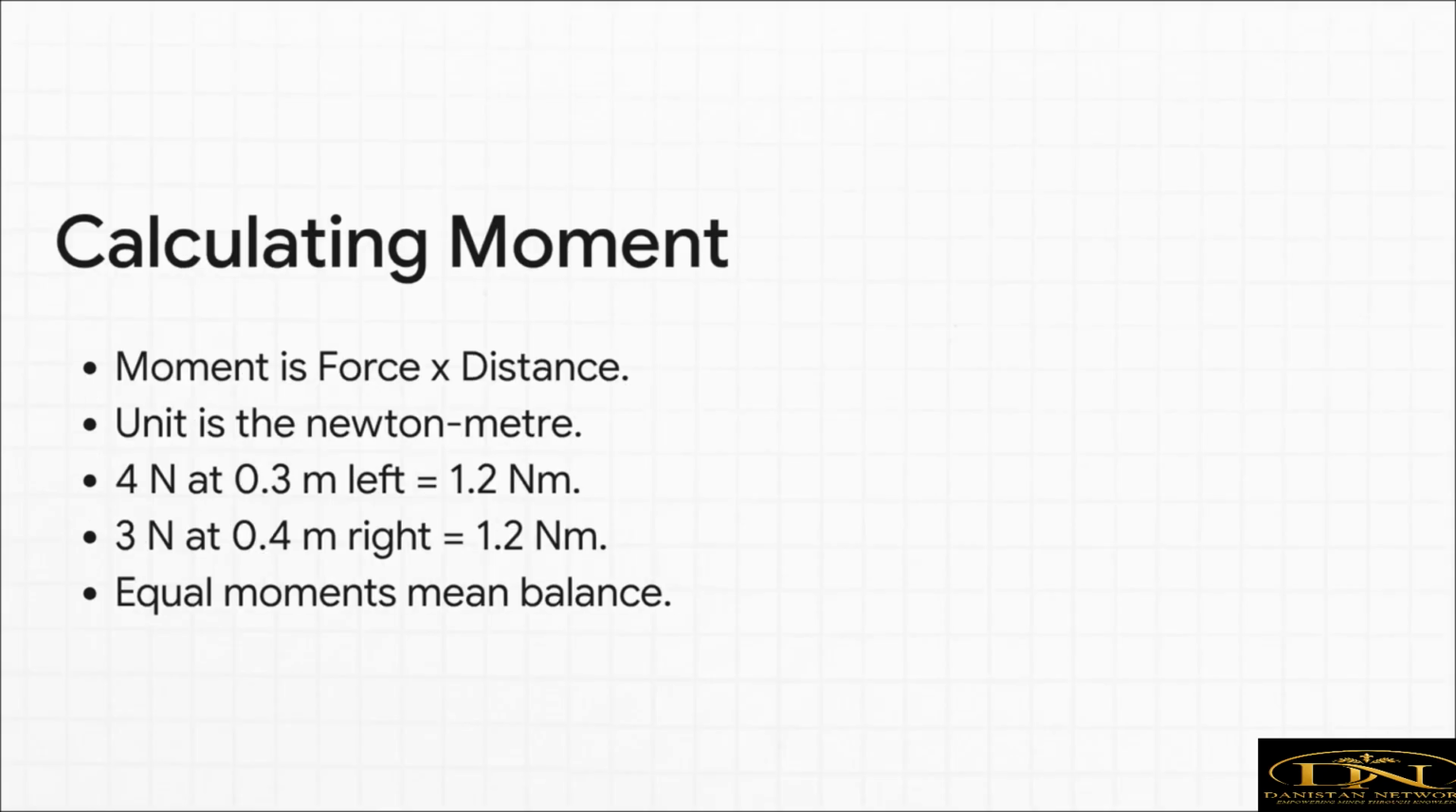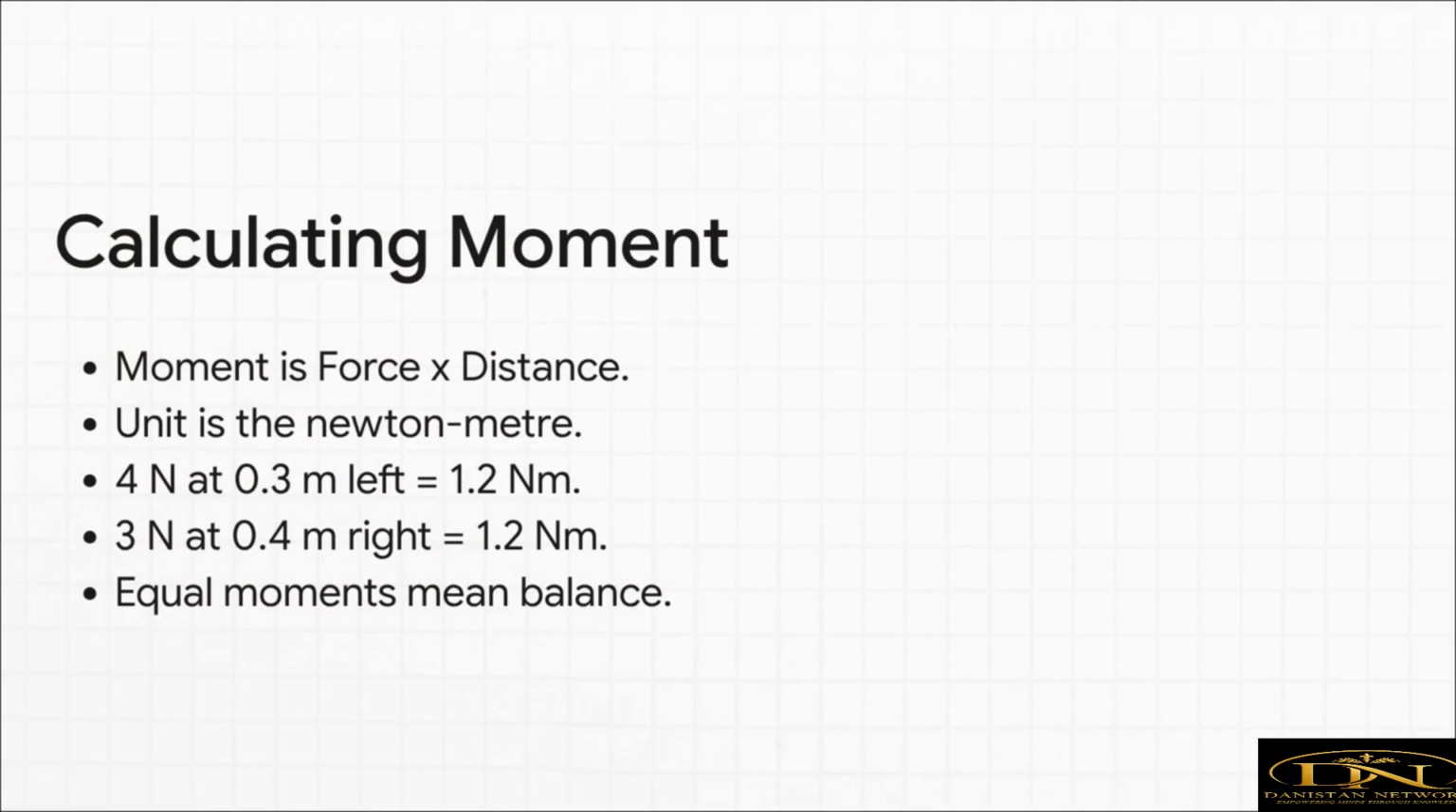So, how do we actually prove this mathematically? We don't just guess, we calculate something called the moment. This is just the product of a force and its perpendicular distance from the pivot point. The standard unit we use for this is the Newton meter. So, let's say you have a 4 Newton weight sitting 0.3 meters to the left. Well, 4 times 0.3 gives you 1.2 Newton meters anticlockwise. Now, on the right side, let's say a 3 Newton weight is sitting at 0.4 meters. That also gives you 1.2 Newton meters, just clockwise. Since 1.2 equals 1.2, the ruler doesn't spin at all. It's in perfect rotational equilibrium.